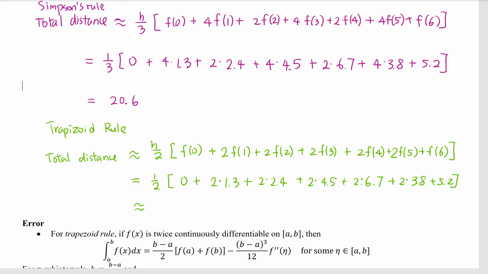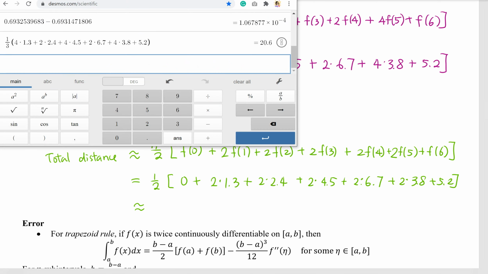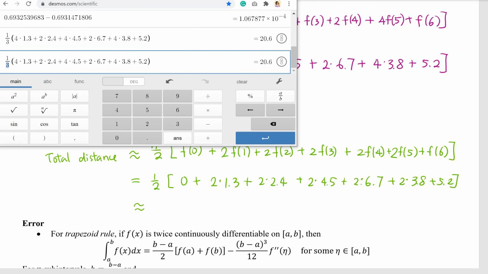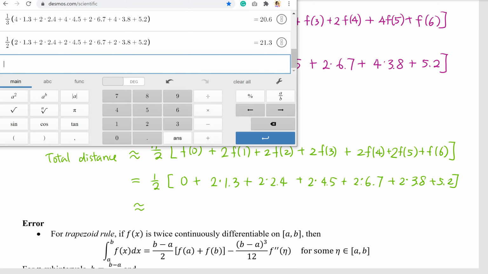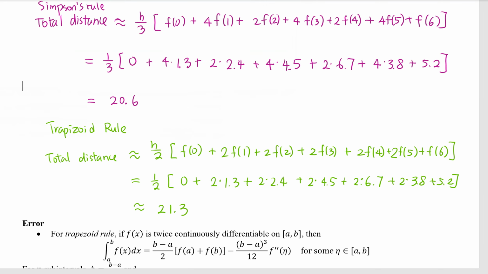Okay, so in order to calculate, we don't need to type everything again. We can just copy the last line and change some numbers. The denominator changes to 2, and then here 0, and then 2 times 1.3, 2 times 2.4, 2 times 4.5, 2 times 6.7, 2 times 3.8, and 5.2. See, the answer is 21.3. So now you can see the difference between the trapezoid rule and Simpson's rule.